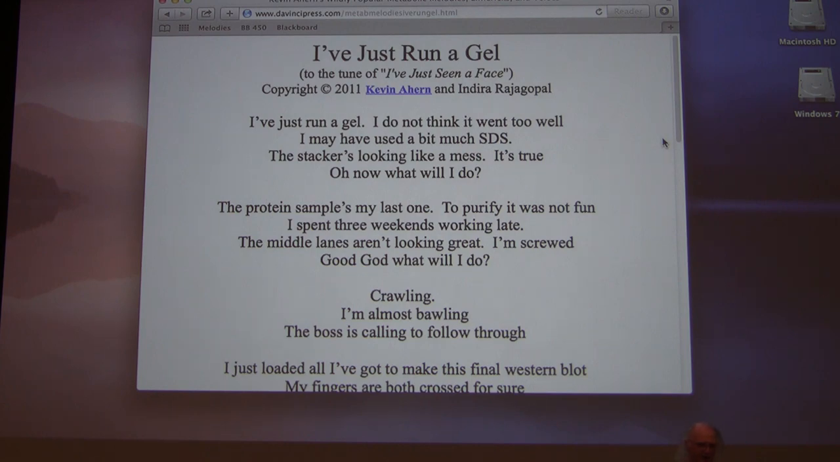I've just run a gel. I do not think it went too well. I may have used a bit much SDS. The stacker's looking like a mess, it's true. Oh, now what will I do? The protein sample's my last one to purify. It was not fun. I spent 3 weekends working late. The middle lanes aren't looking great. I'm screwed. Good God, what will I do?